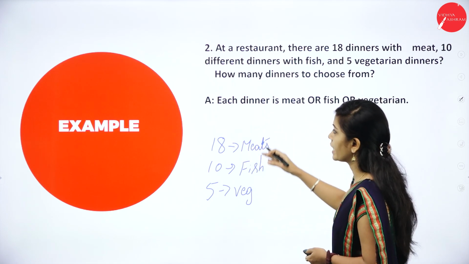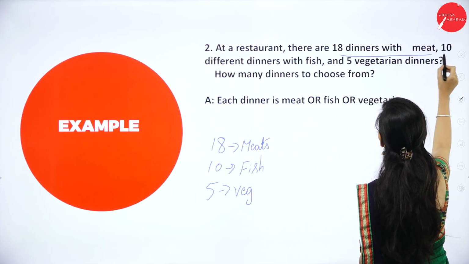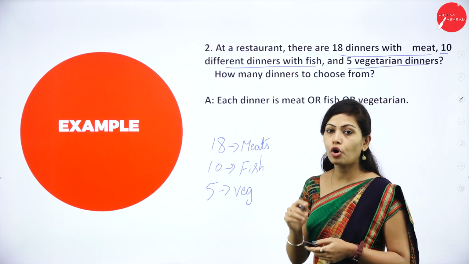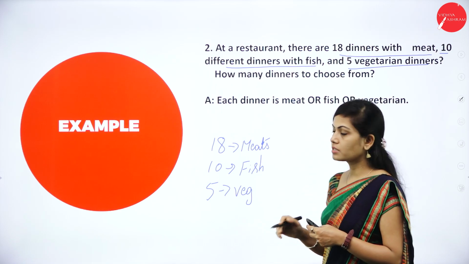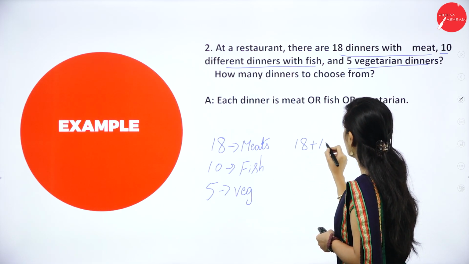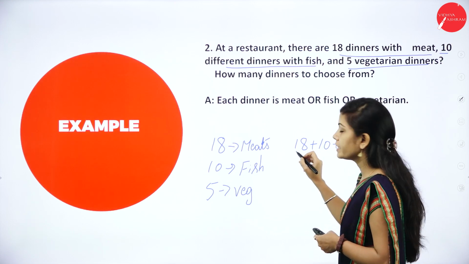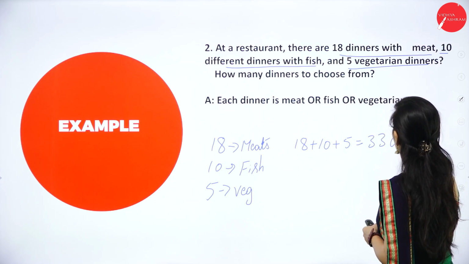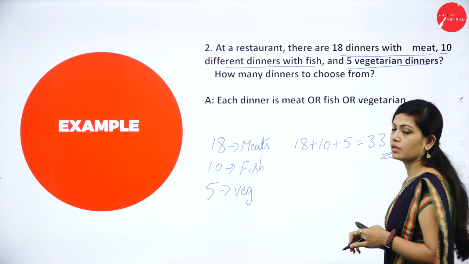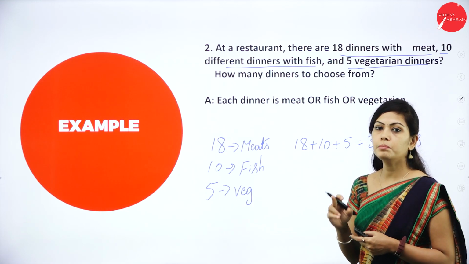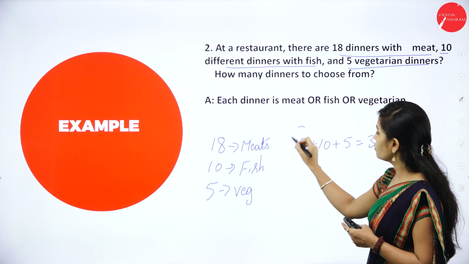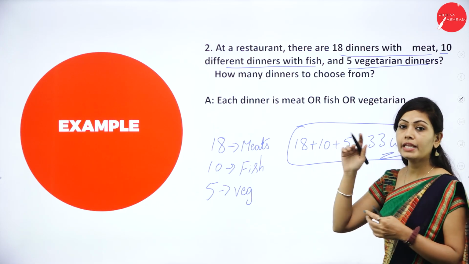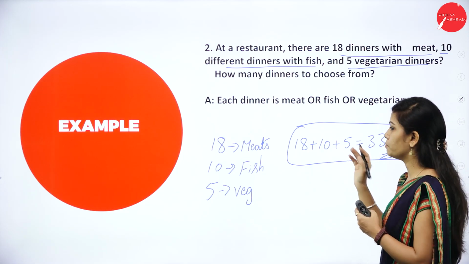So here you have 3 types of dinner: 18 dinners with meat, 10 dinners with fish, and 5 vegetarian dinners. So how many ways can we choose the dinners? 18 plus 10 plus 5. 18 plus 10 is 28, and 28 plus 5 is 33 ways you can choose the dinners. So this is called the sum rule. You can use this method for finding the sum rule. It is a very simple concept. Here you can pick any one item or another item in the sum rule.